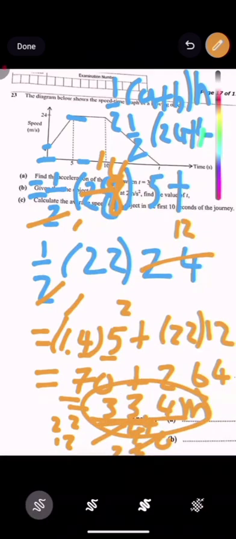You have to be very fast in solving this. No one cares about how neat it looks. No one cares about how step by step you are doing.